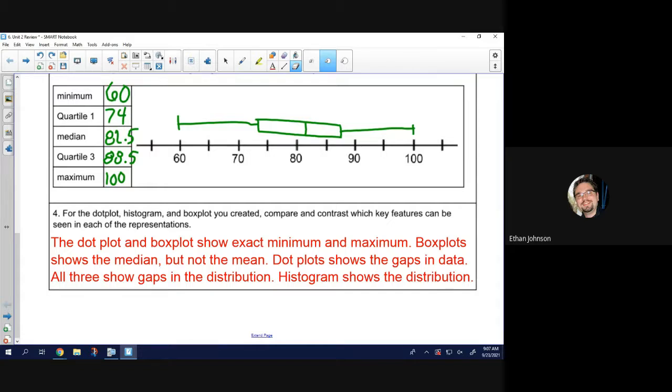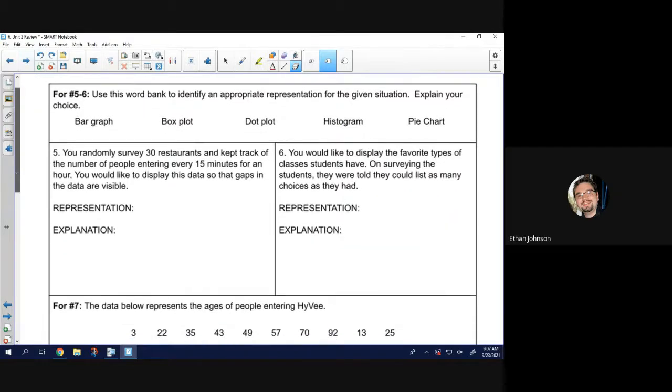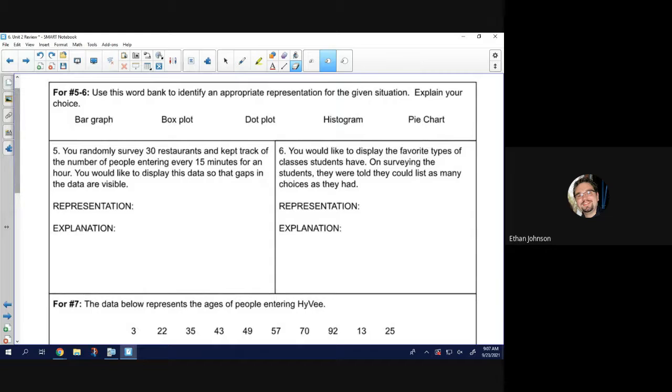Moving on. For number 5 through 6, use the word bank to identify an appropriate representation for the given situation. Explain your choice. It is important to write your explanation. That is, as a heads up, a single point on your assessment.